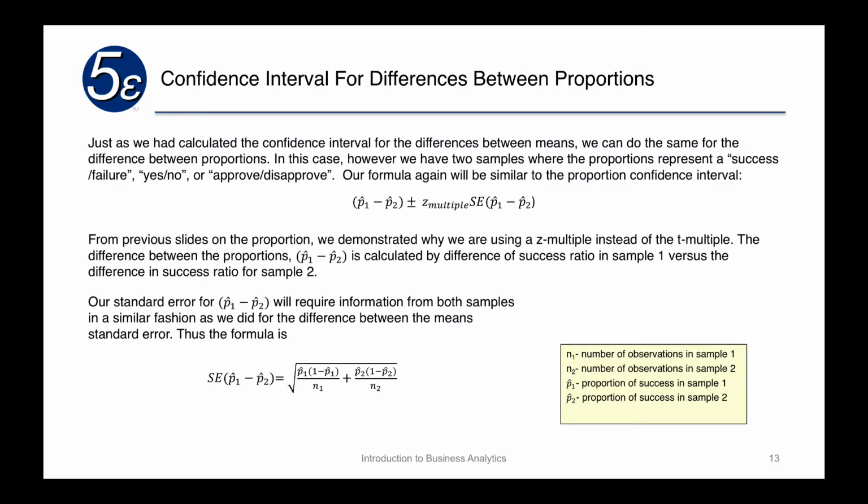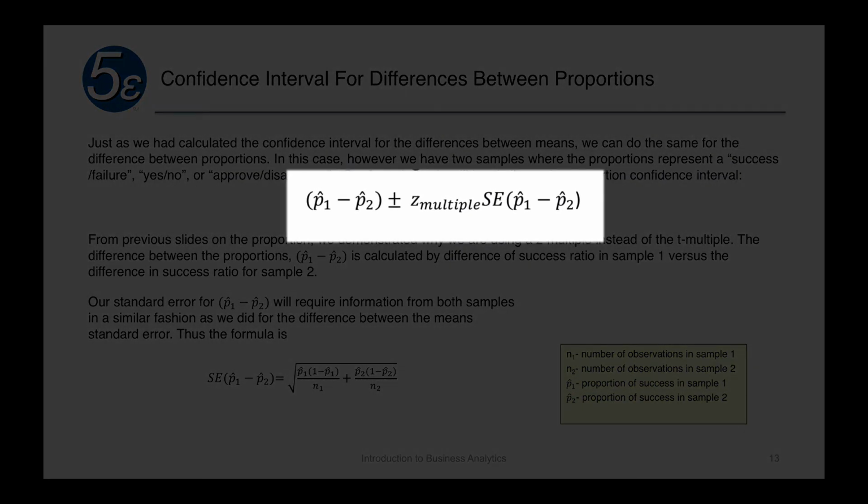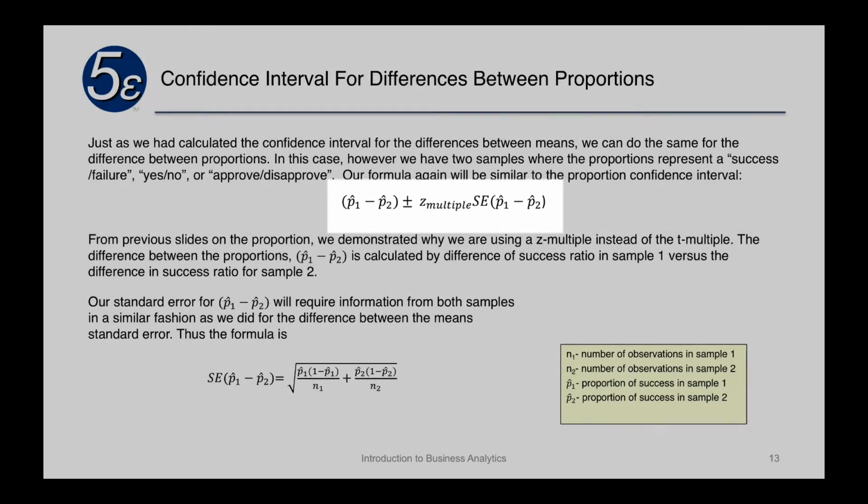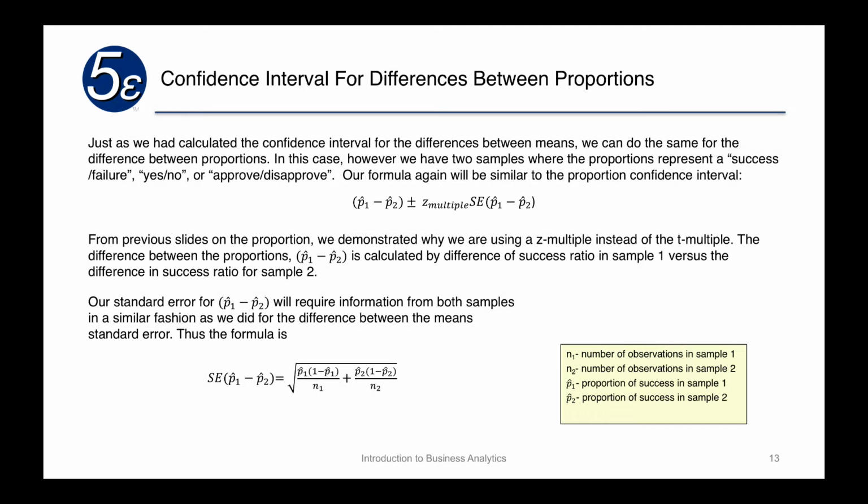Our formula is similar to what we had before. In both cases, both for the proportion as well as the difference of the means, we see that we have the proportion 1 point estimate minus the proportion 2 point estimate, plus or minus the z-multiple, again, as we had discussed before, times the standard error of the difference between the two. The difference between the proportions is calculated by the success in sample 1 minus the success in sample 2. So this is different from the x mean, or the sample means, but it's a similar concept.